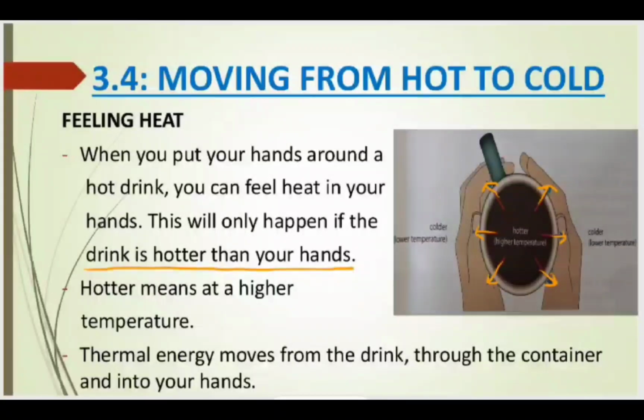Similarly, if I have a cold drink, if this glass is a cold drink, I have ice in it, and I clench my hands around it, these are my hands, which are hot, so they will transfer their heat into the glass. So remember, it is always the heat that travels to a colder area. Hotter means at a higher temperature.